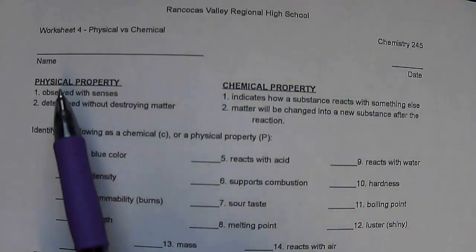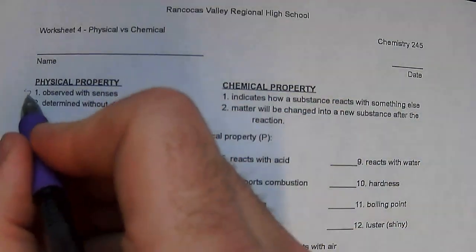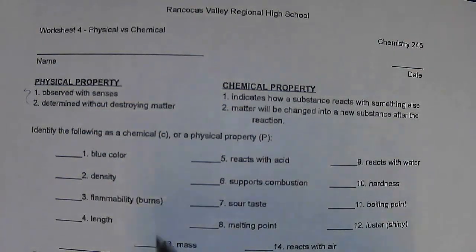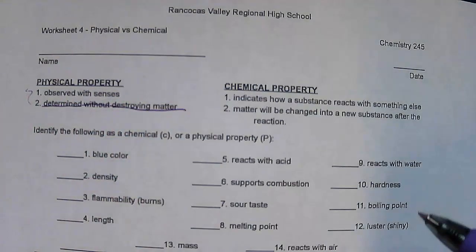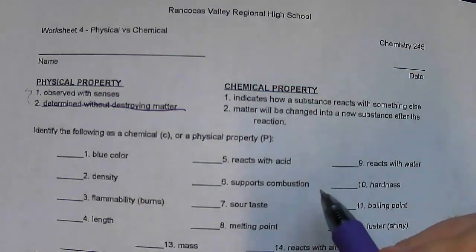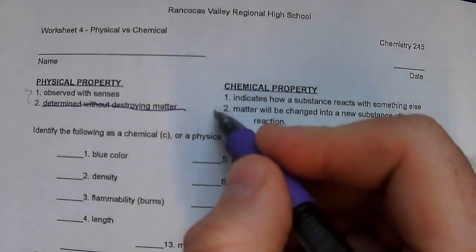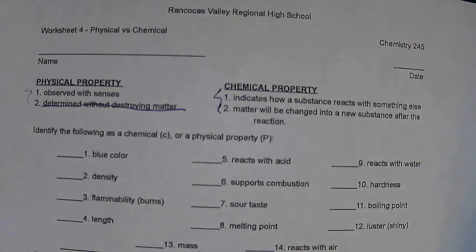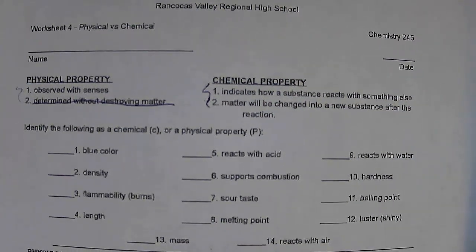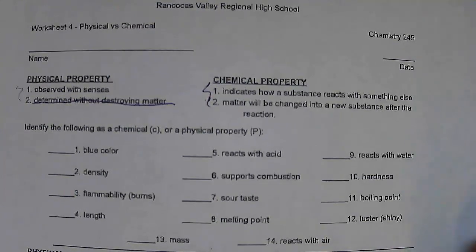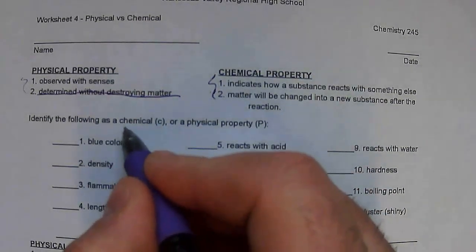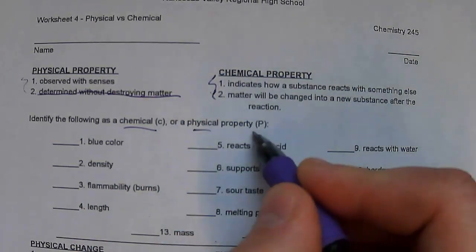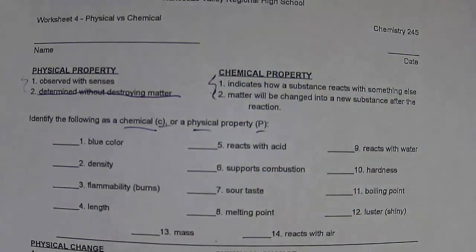So you'll see here that I have outlined what a physical property is. And the big thing here is that a physical property is observed without destroying it. And a chemical property is something where the substance will change, and we'll describe how something changes from one thing to another. Okay, so here we're going to talk about something being a chemical or a physical property. We'll just put a C or a P in here.